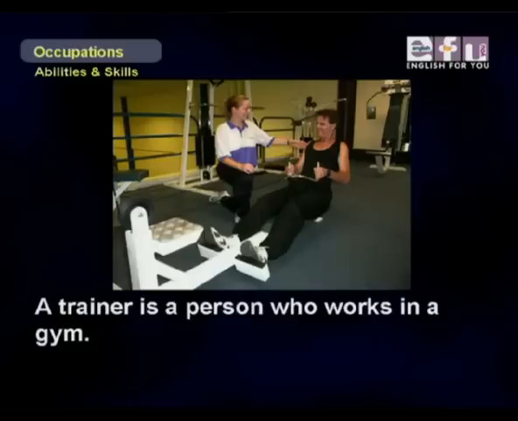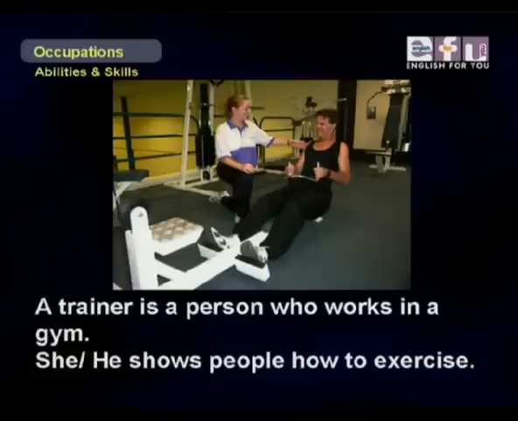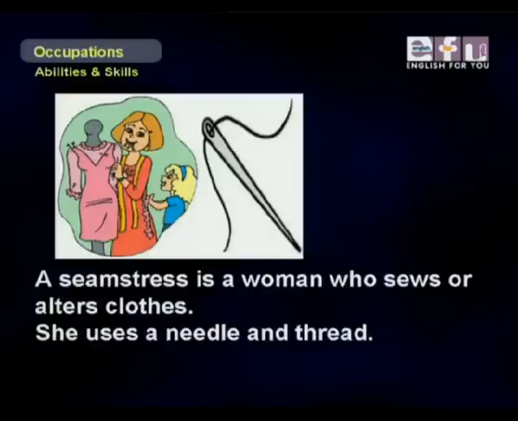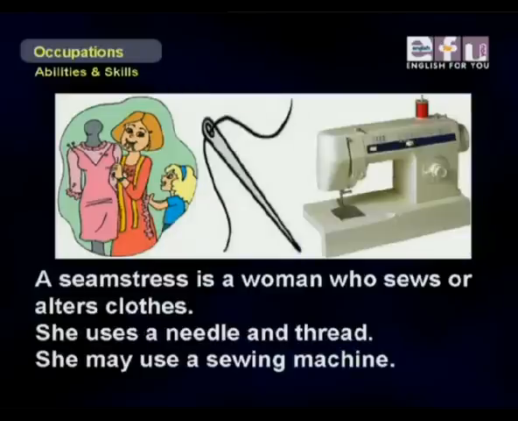Next picture. A trainer is a person who works in a gym. She or he shows people how to exercise. Next example. A seamstress is a woman who sews or alters clothes. She uses a needle and thread. She may use a sewing machine.